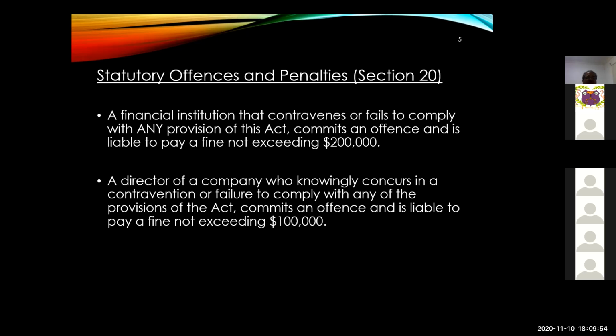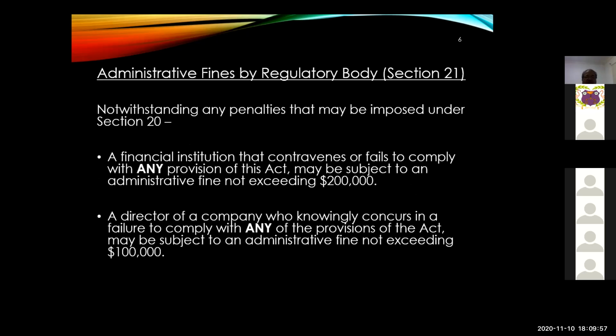Now, on the administrative side, fines by the regulatory body from section 21, notwithstanding any penalties that may be imposed under section 20. A financial institution that contravenes or fails to comply with any provision of this act may be subject to an administrative fine not exceeding $200,000. And a director of a company who knowingly concurs in a failure to comply with any of the provisions of the act may be subject to an administrative fine not exceeding $100,000.